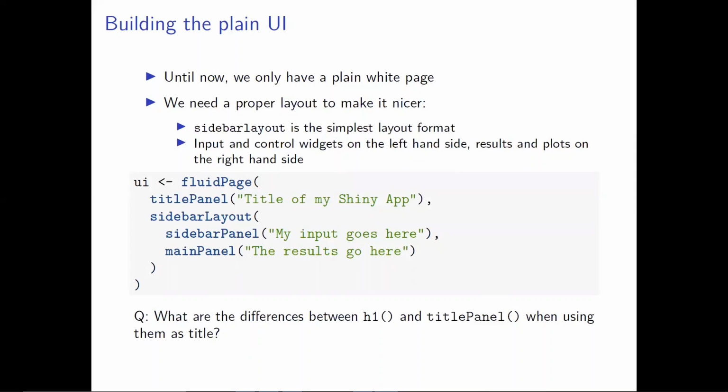And as you can see here in the Fluid Page, we have the title panel, then we have the sidebar layout where we have the sidebar panel where your input goes, and the main panel where the results and the objects go. Just as easy as this. I would ask you to set this up for your app, and then check what the differences are between using H1 as a title and using the title panel as an actual title. So which differences can you see there?